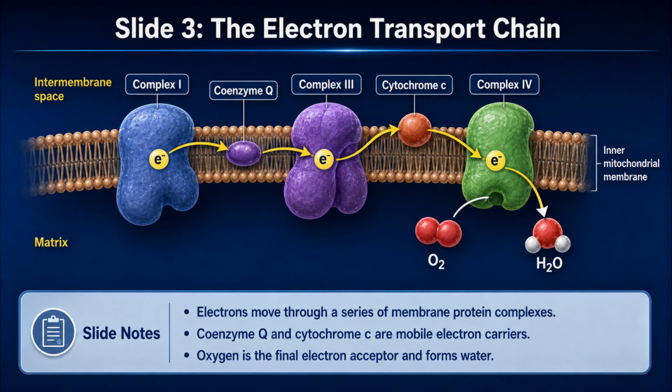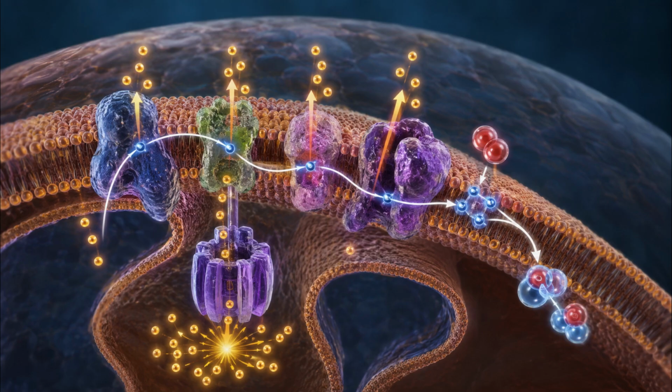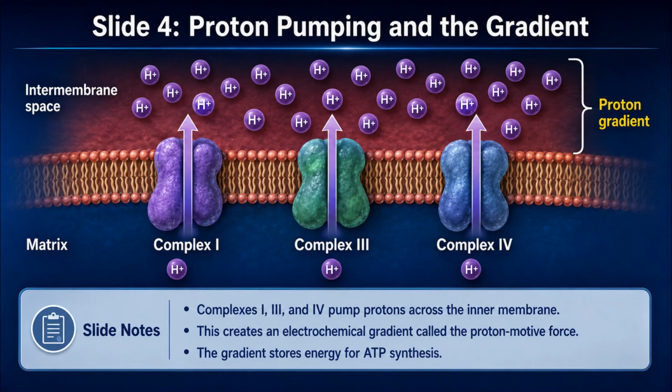FADH₂ enters the electron transport chain through complex 2. Unlike complex 1, complex 2 does not pump protons across the membrane. However, it transfers electrons from FADH₂ to coenzyme Q. Coenzyme Q carries electrons from complex 1 and complex 2 to complex 3. As the electrons pass through complex 3, more energy is released. Complex 3 uses this energy to pump additional protons from the matrix into the intermembrane space.